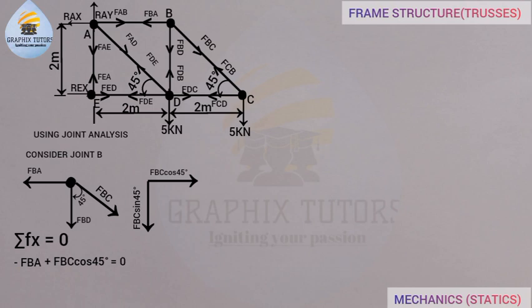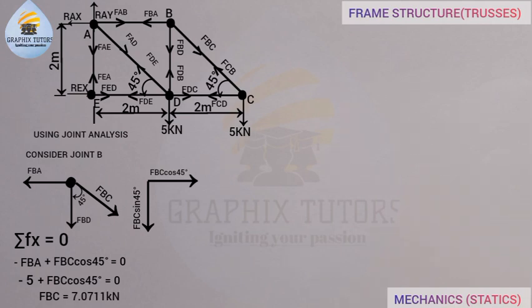So what is my FBA? FBA is equal to FAB, and that's given as 5 kilonewton from what we calculated earlier, right? So we now have minus 5 plus FBC cos 45 equals 0. So my FBC will now be equal to, making it the subject of the formula, 5 over cos 45.